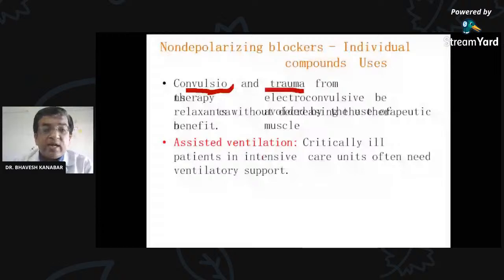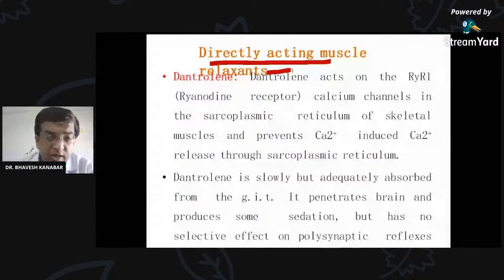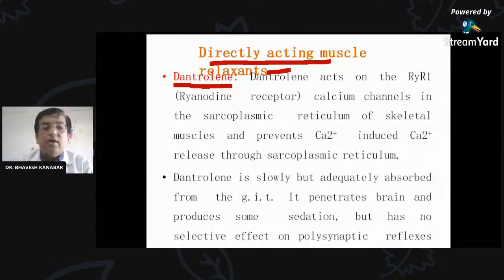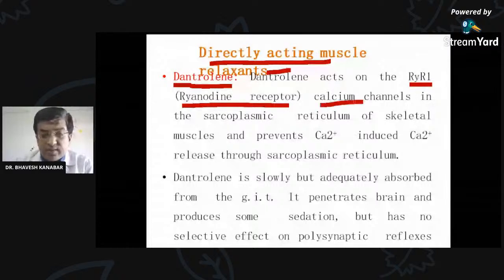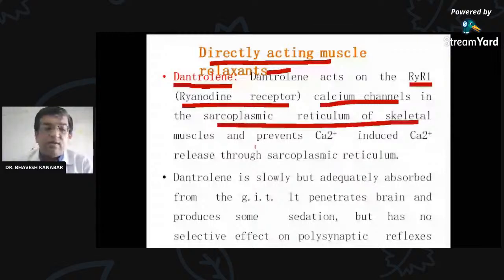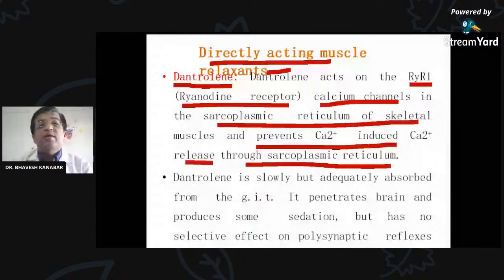Now directly acting muscle relaxant, another class of drug. In that, you have to remember this name, dantrolene. It acts on the receptor RYR1, the ryanodine receptor calcium channel in the sarcoplasmic reticulum of the skeletal muscle, and prevents calcium induced calcium release through the sarcoplasmic reticulum. So it is very easy to remember. It basically acts on the calcium channel and it prevents calcium release.